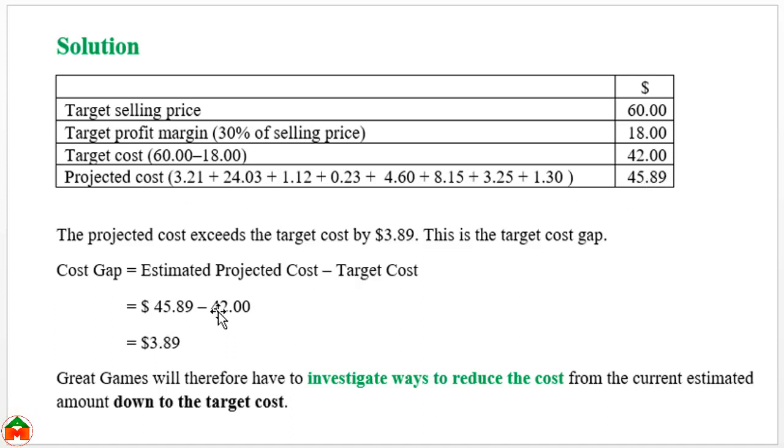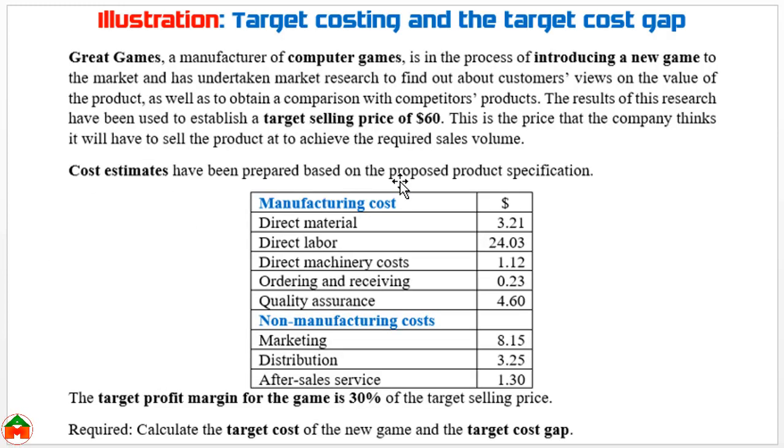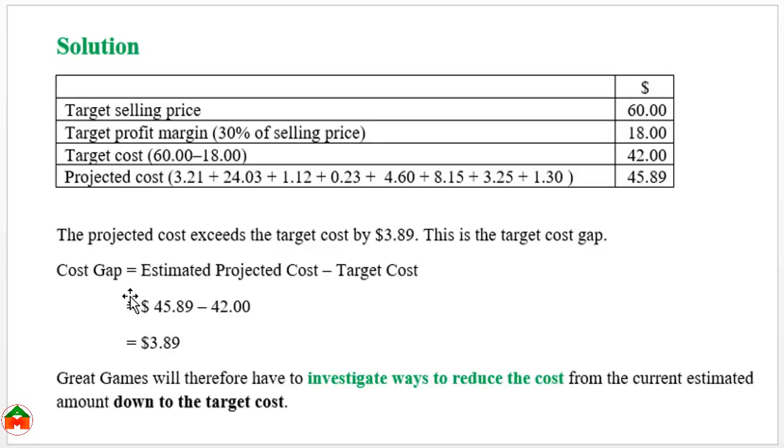If we deduct the target cost from the estimated production cost, then our cost gap is 3.89. I mean there is a gap for achieving the target cost. If we fail to achieve the target cost, then we will not achieve the 30% profit on the available market price, which is 60. That's why as a manager we have the responsibility to reduce this cost gap. We can see Great Games, it is the company name.